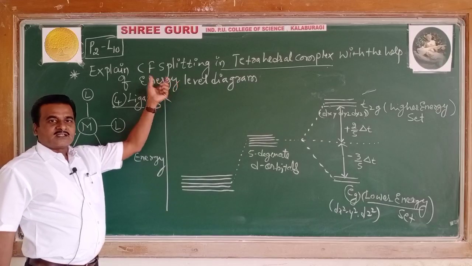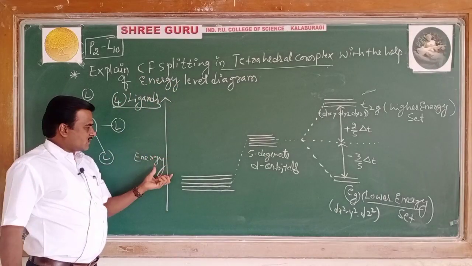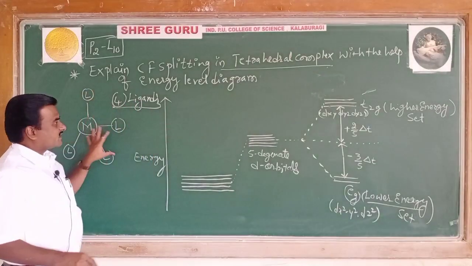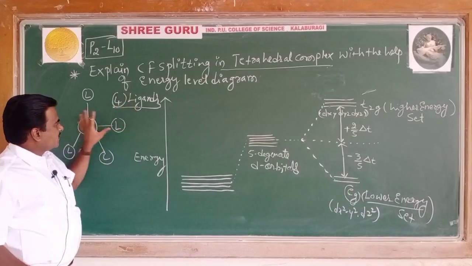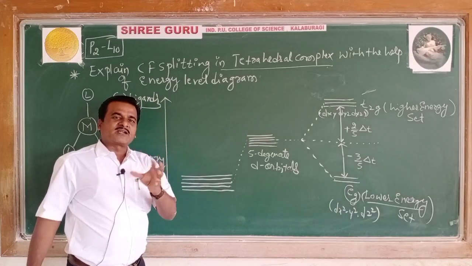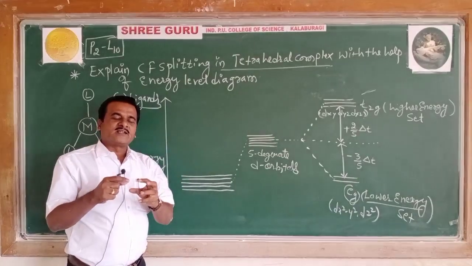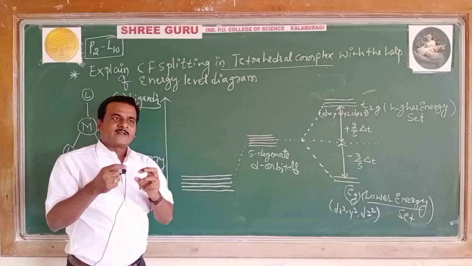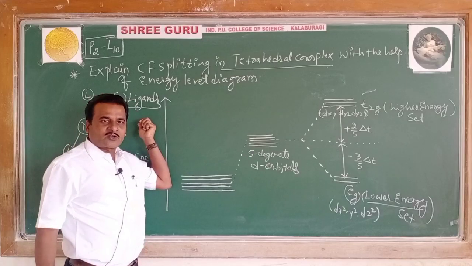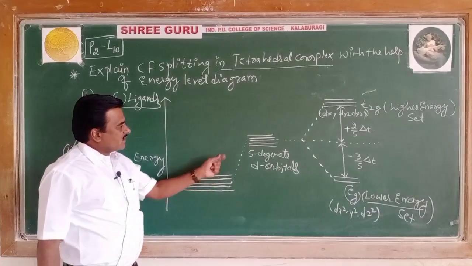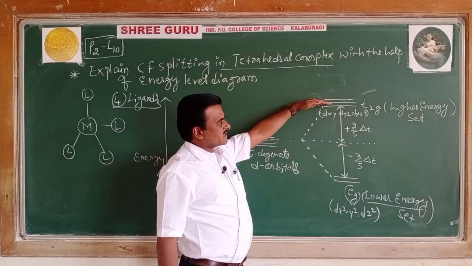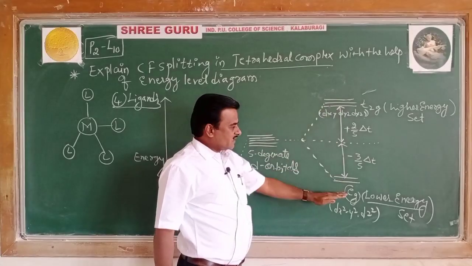Tetrahedral splitting. So in the tetrahedral complex, the metal ion is surrounded by 4 ligands, not necessarily in the tetrahedral manner. Do remember, I repeat, the metal ion is surrounded by 4 ligands. Because of the 4 ligands around the metal ion, there is a lesser repulsion between the orbitals of the metal and the orbitals of the ligand, lesser compared to octahedral complexes. As a result of this, what happens? The d orbitals get excited and split into 2 sets, T2G higher, EG lower.